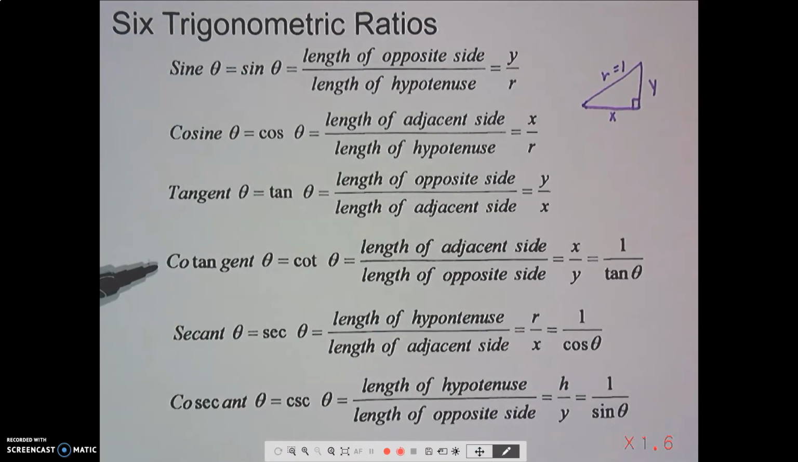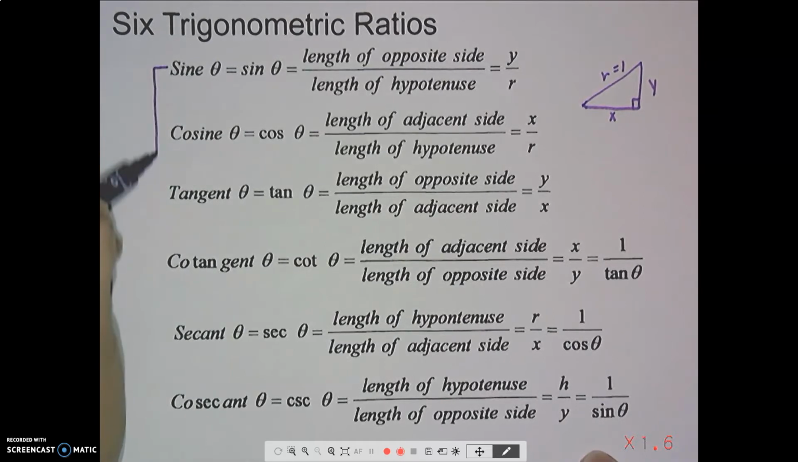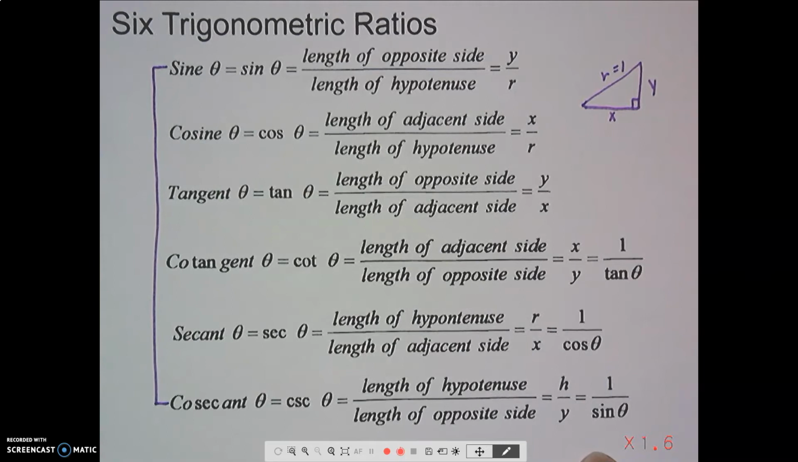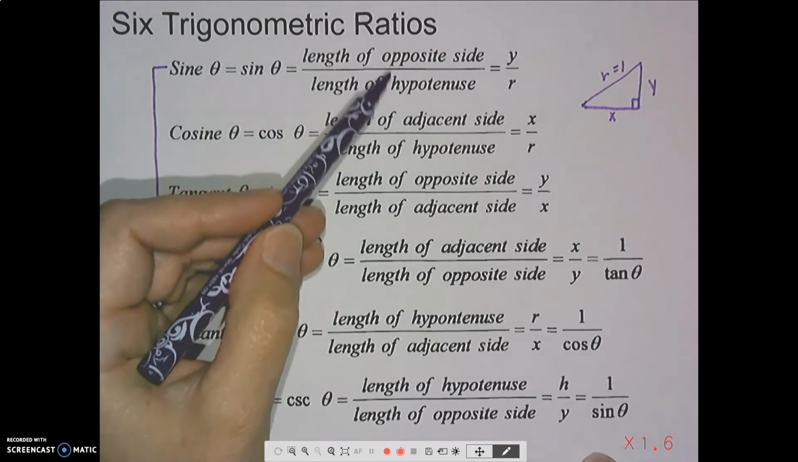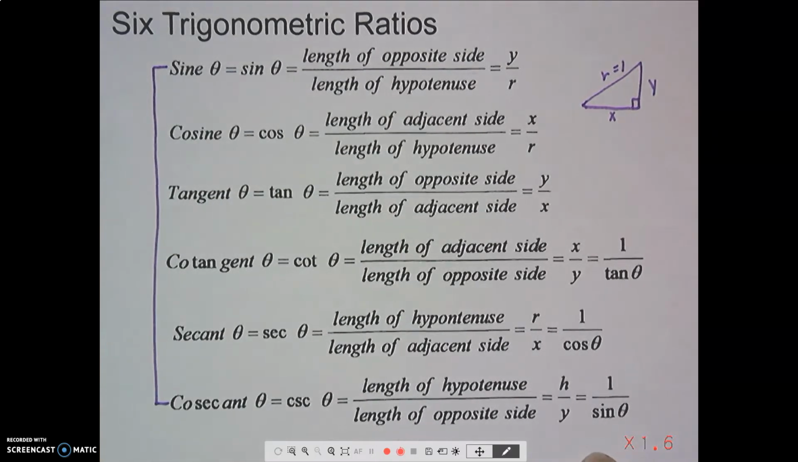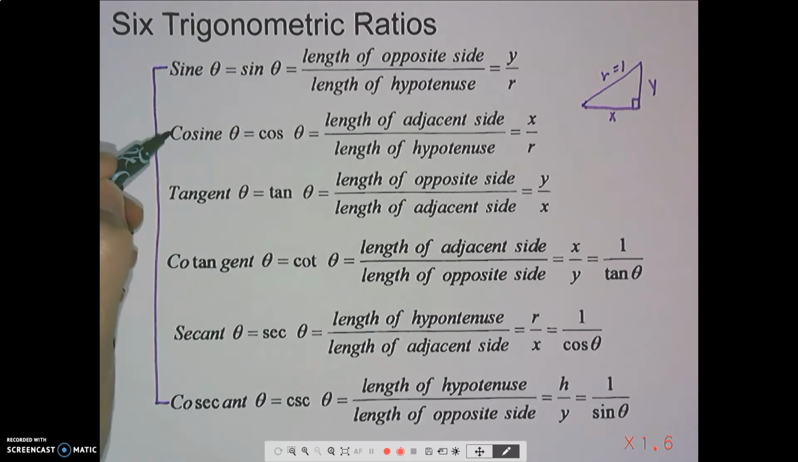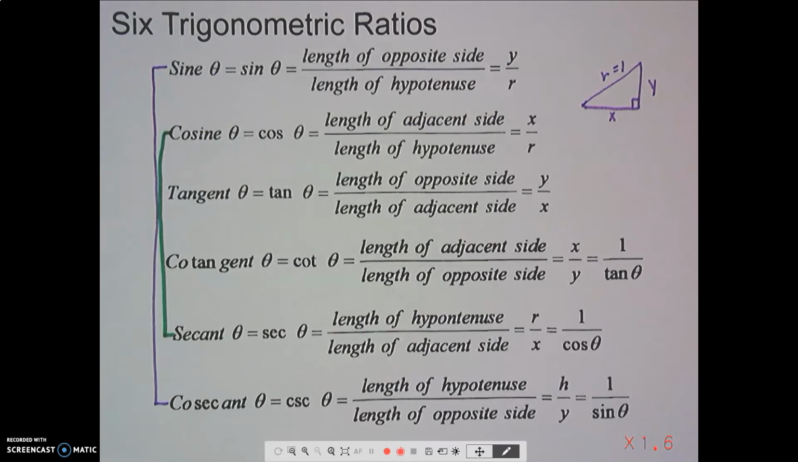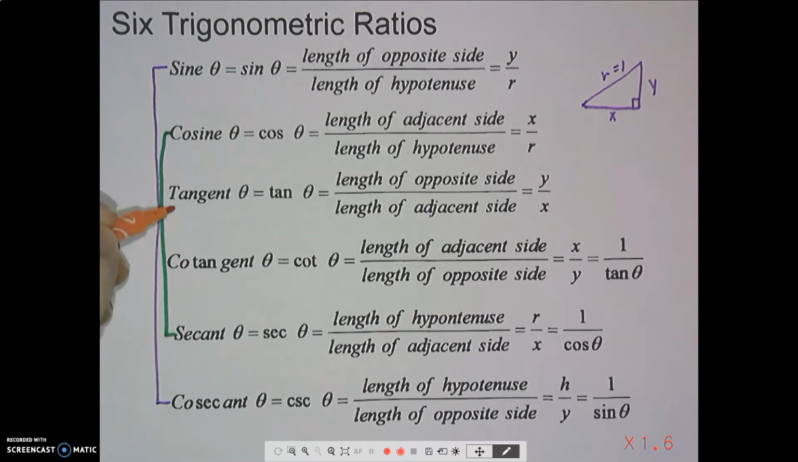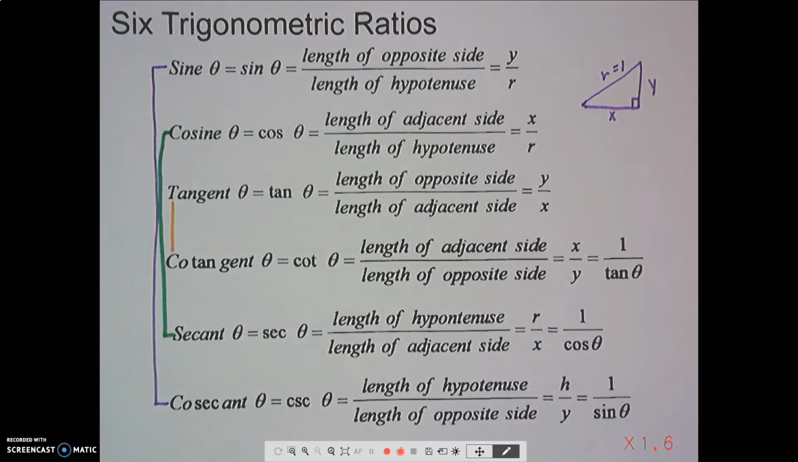Now there are 3 what we call the reciprocal ratios as well. Sine matches up with cosecant, okay, because cosecant is the hypotenuse over the opposite. So that's just the reciprocal. Instead of having opposite over hypotenuse, we have hypotenuse over opposite. Then the next one that we have is secant. So cosine and secant go together because those are reciprocals, and then tangent and cotangent are just reciprocals of each other.